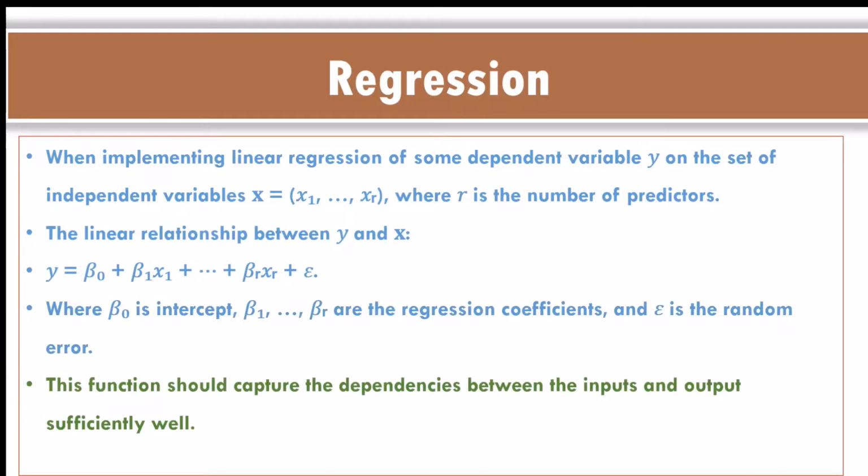This function should capture the dependency between the inputs and outputs sufficiently well. Actually, the dependencies, that is the regression coefficients, should be found exactly. Then only the performance of the model would be at a high level. So the dependencies between the inputs and outputs should be properly estimated by the model. Then only the model can perform at a high level. In other words, the predicted value should be as close as possible to the actual values, so that the performance of our model will be really very good.